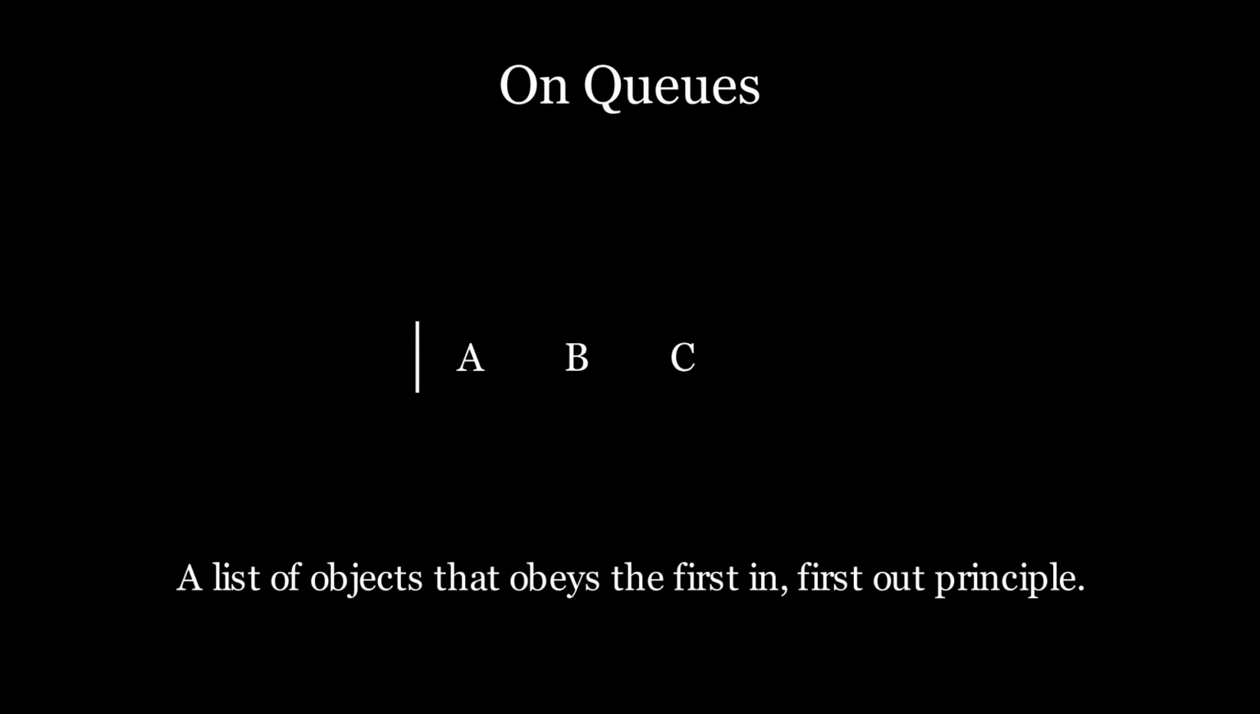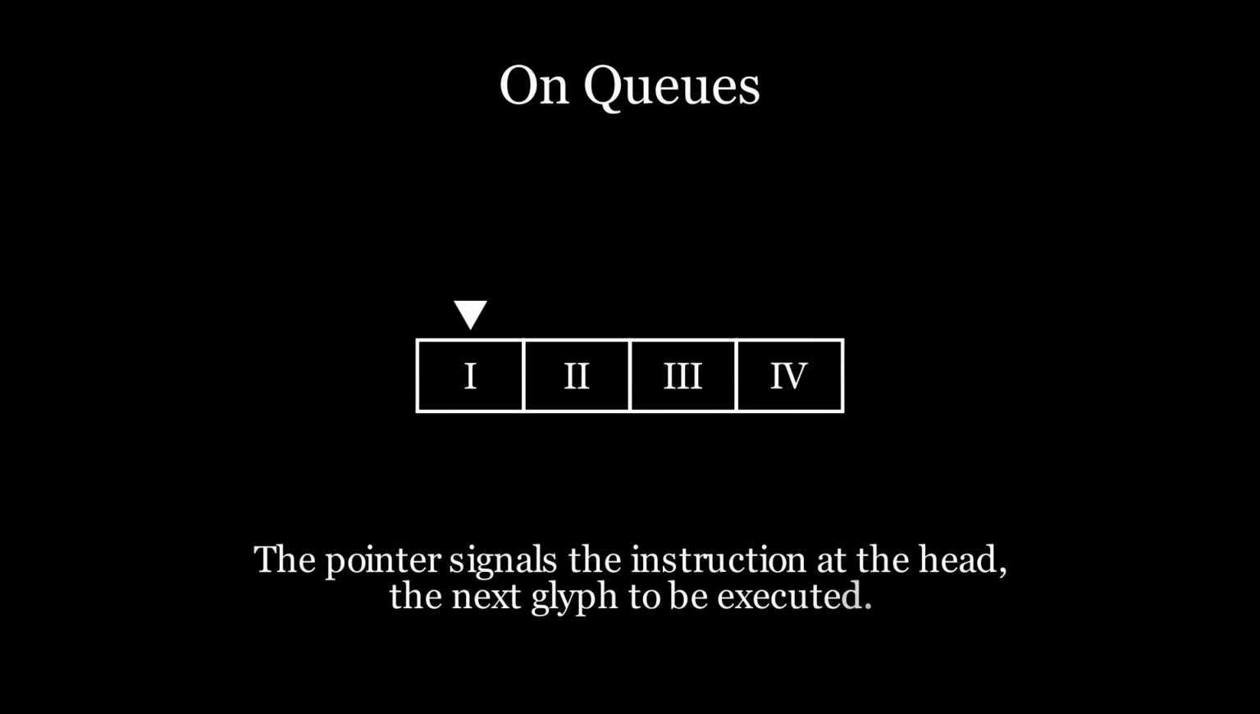A queue is also a list of objects, but rather than last in, first out, it obeys the first in, first out principle. Objects are inserted into the queue by enqueuing them, and they're removed by dequeuing them. The first object inserted is called the head, and it's the first value removed from a queue when dequeuing. Queues are a good model for the cursorium, a list of instructions that every spell iterates through. The cursorium will be represented as shown on screen, with the pointer moving towards the right as instructions, or glyphs, are executed and dequeued.